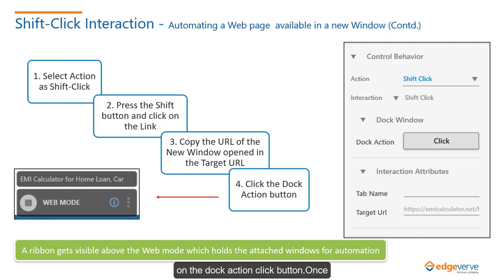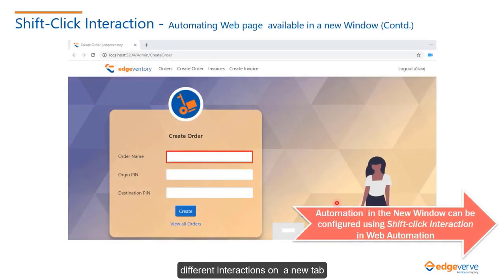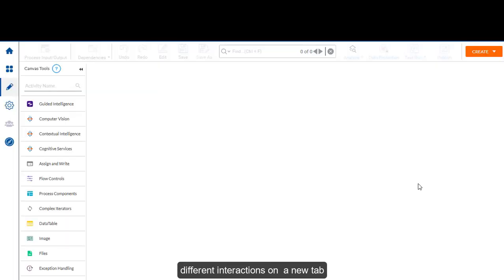Once the target URL is configured and you have mentioned the user choice tab name, click on the dock action click button. Once you have clicked on the click button, you will see a ribbon become visible above the web mode, which holds the attached windows for automation. Now, one can easily configure different interactions on a new tab.